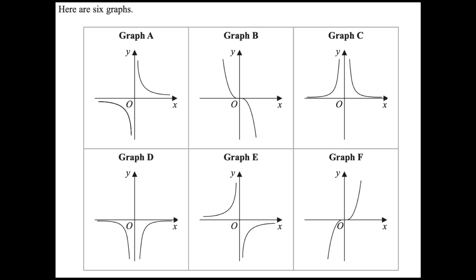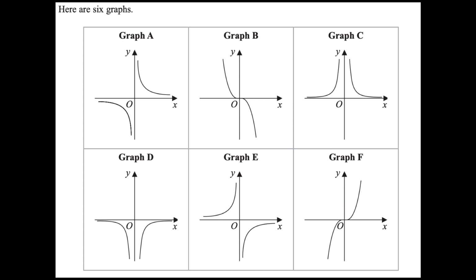Graph C is only positive, so it's got that sort of reciprocalness in the first quadrant, but it's only positive values, so it looks like it's a 1 over x squared, or 2 or 3 or 4 over x squared, or some number divided by x squared.